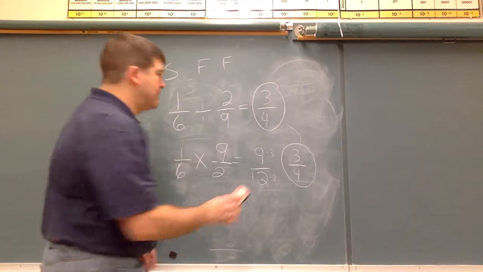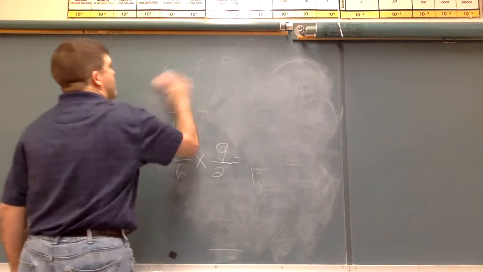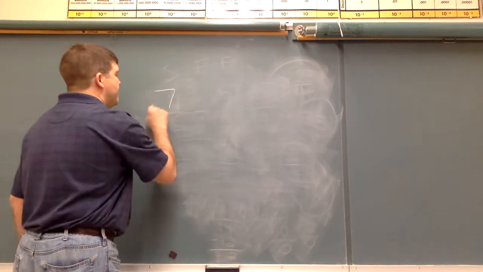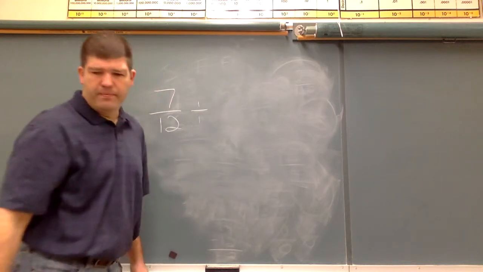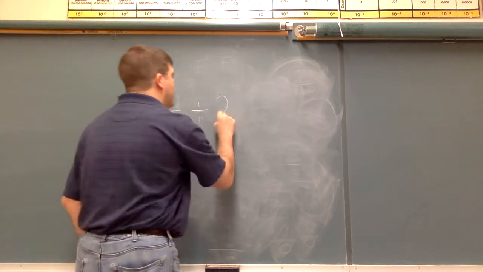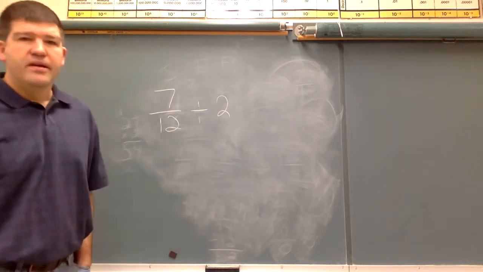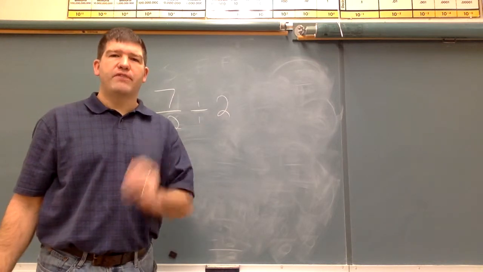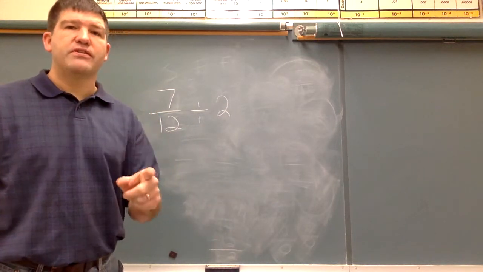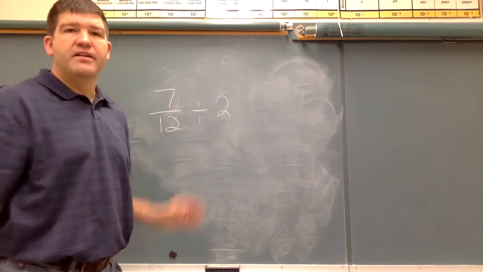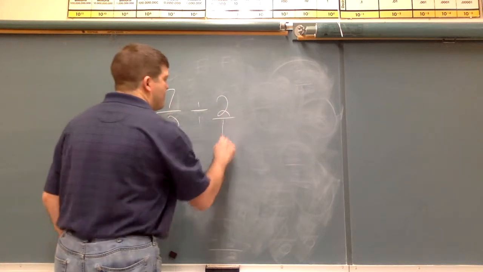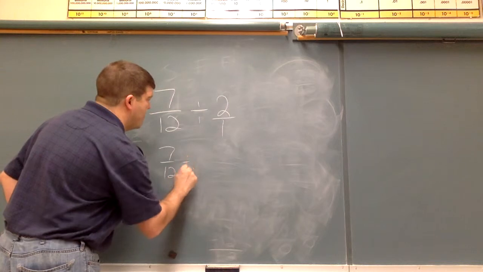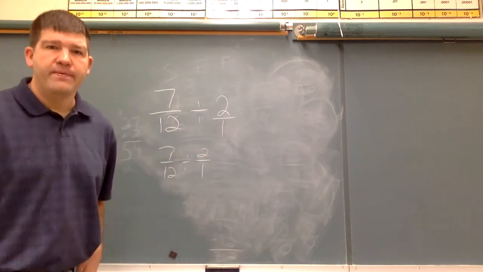Okay, we have 2 more problems. Number 7 is 7/12 divided by 2. So now we're doing a fraction divided by a whole number. Just with multiplication, you want to have fraction times fraction. You want to have fraction divided by fraction. So the first thing I do before I do any flipping is I make these both fractions. Just like that. So now I have 7/12 divided by 2/1. So I have 2 fractions.